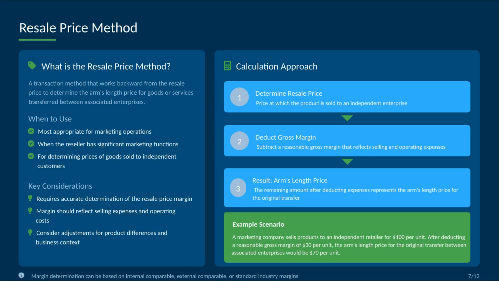The resale price method calculates the arm's length price by working backward from the resale price. It's ideal for marketing operations where the reseller has significant marketing functions. Key steps include determining the resale price, deducting a reasonable gross margin reflecting selling and operating expenses, and arriving at the arm's length price. Adjustments may be needed for product differences and business context.